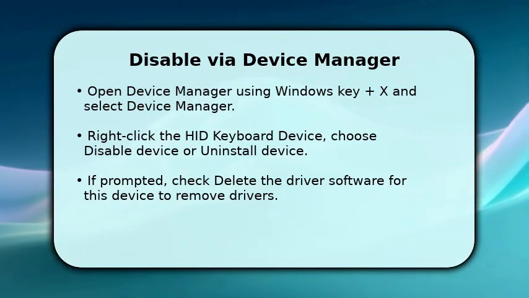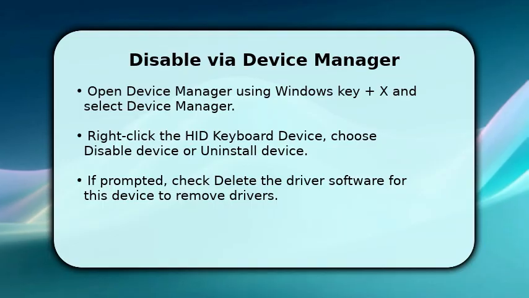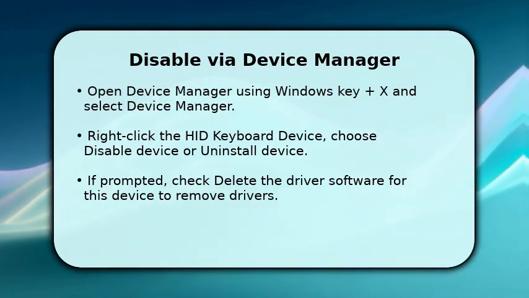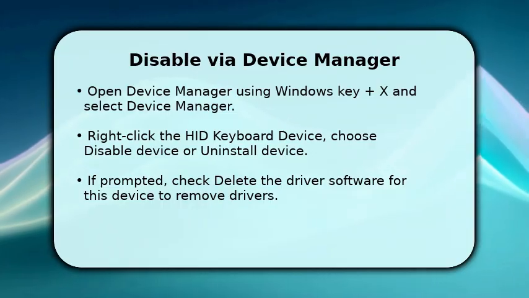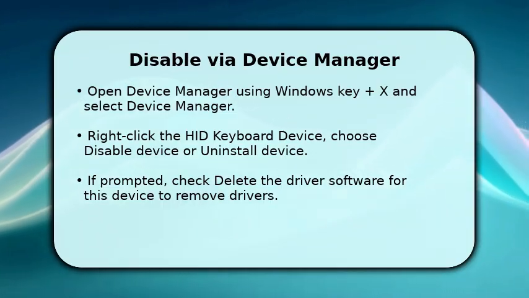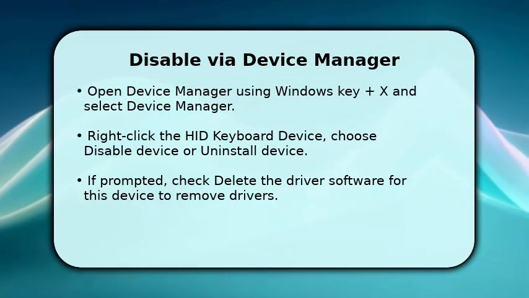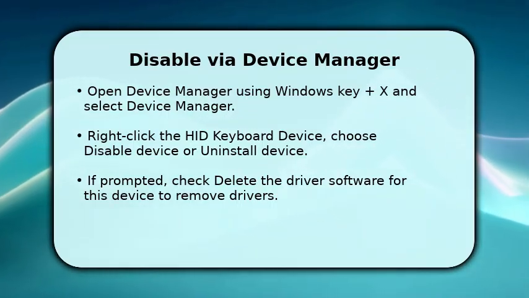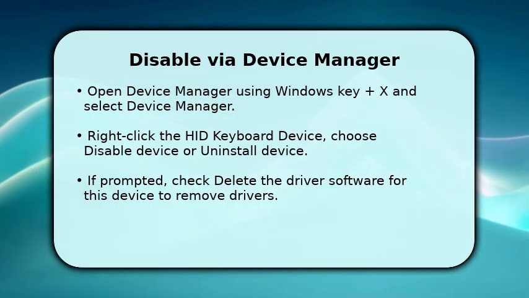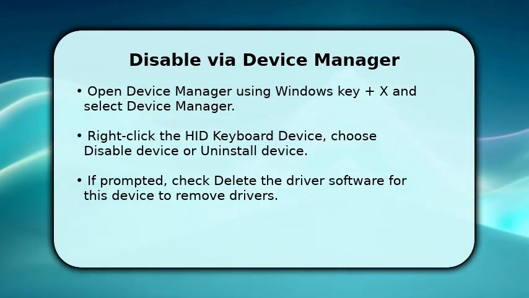Expand keyboards and identify the HID keyboard device or standard PS/2 keyboard entry. Right-click the keyboard entry and choose Disable Device to stop input immediately. If Disable is unavailable, choose Uninstall Device and then check Delete the driver software for this device when prompted. After uninstalling, reboot the PC to finalize the change.